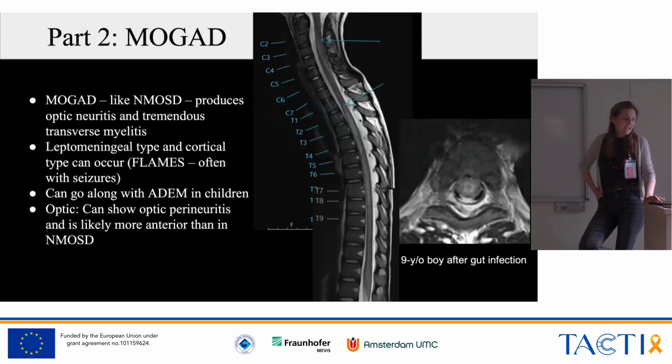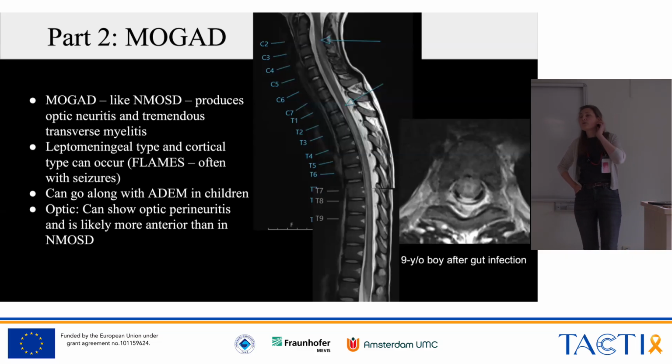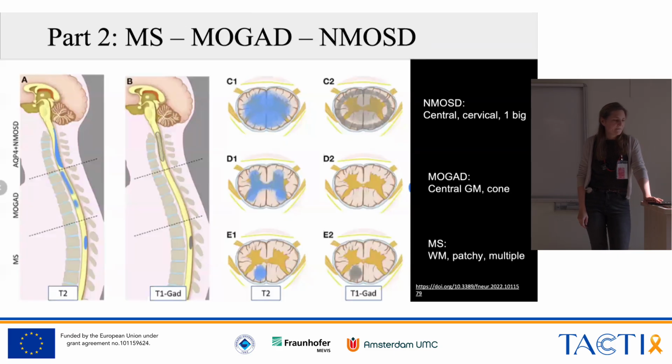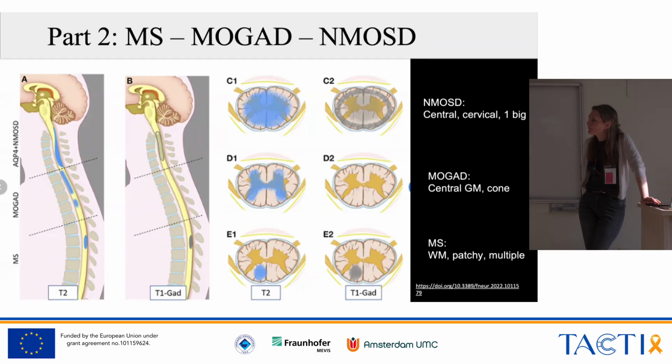Yeah. And as I said in my initial talk, in MOGAD, and also in NMOSD, you will very often see paraneuritis of the optic nerve. It means that the optic nerve itself is not so much inflamed, but that the neural tissue around the optic nerve shows the inflammation. In my previous lecture I said that time is brain in terms of MS, but that is really the case for NMOSD and MOGAD.